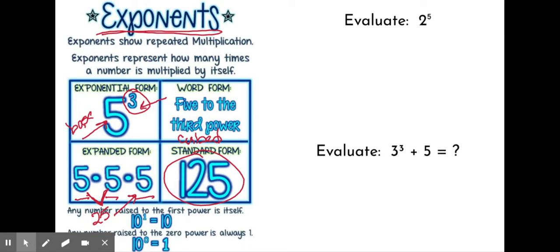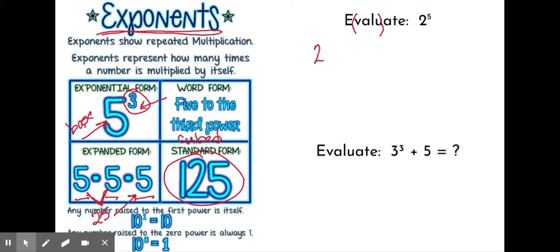This term evaluate, you'll notice it has the word value in it. That is simply, what is the value of this number? How much is it worth? Okay, we have 2 to the 5th power. So I'm going to write that in expanded form.